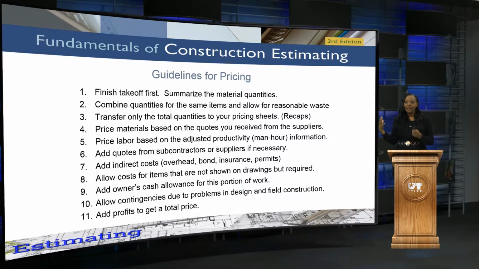And outside of that, in a real life scenario, say for instance, if you did have a project, you would then ask for quotes to come in. And typically, you're going to take about 3 quotes. From there, you're going to add quotes from subcontractors or suppliers, add indirect costs, such as your overhead, bond, insurance, and permits. Allow costs from items that are not shown on the drawings.